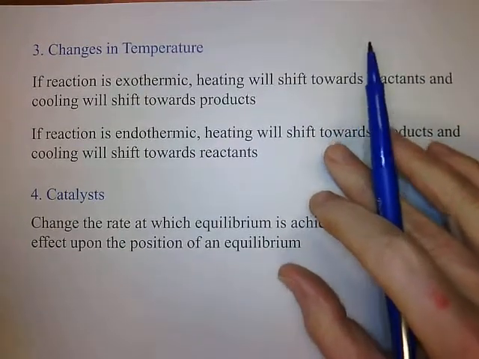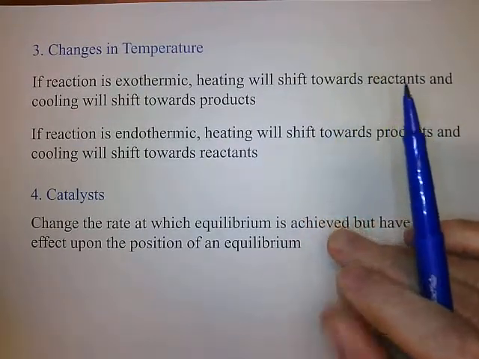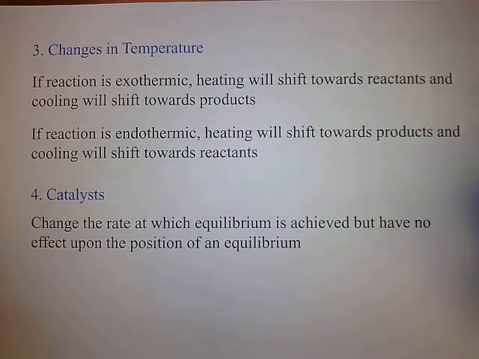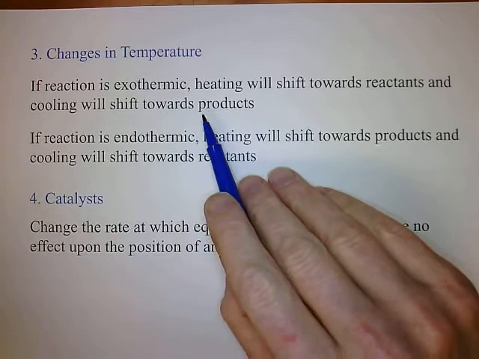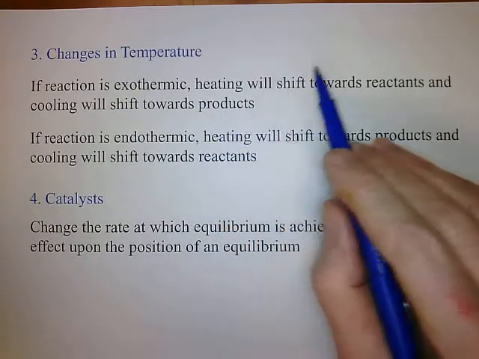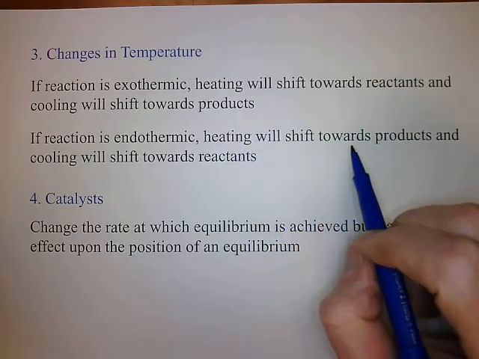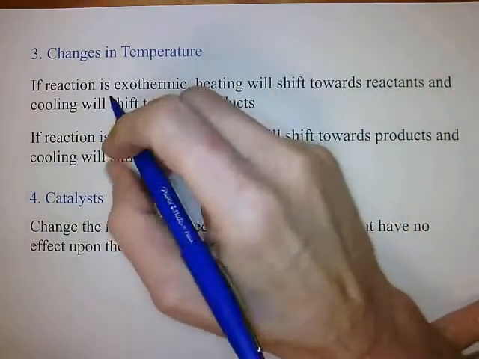Okay. So next, changes in temperature. Okay, obviously, changing temperature often influences reaction rate, and if that's the case, then it's going to affect the position of the equilibrium. All right. So, which way it shifts is going to depend upon whether the reaction is endothermic or exothermic. Okay. Now, if the reaction is exothermic, heating will actually shift it towards reactants, and the cooling will shift it towards products. Now, let's think about this carefully.